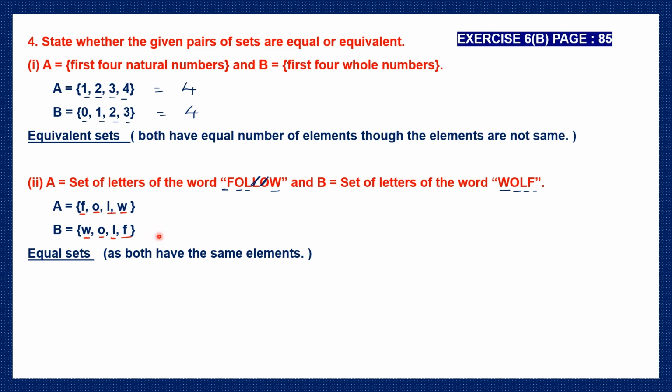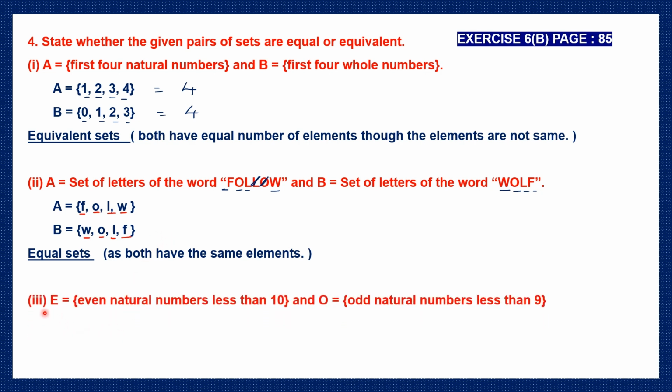They are equivalent sets also because the number is the same. Next one, Set E is even natural numbers less than 10 and O is odd natural numbers less than 9.